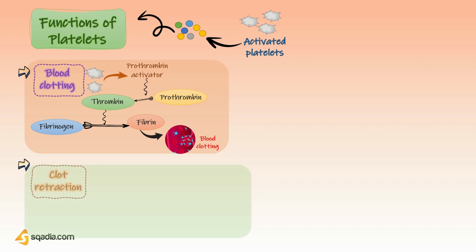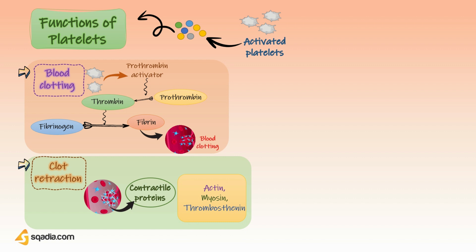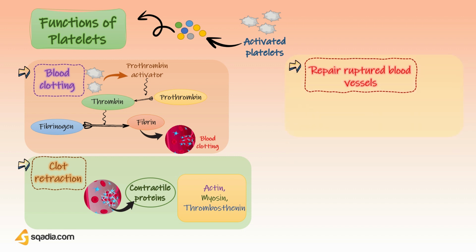In the blood clot, blood cells, including platelets, are entrapped in between the fibrin threads. Cytoplasm of platelets contains the contractile proteins, namely actin, myosin, and thrombosthenin, which are responsible for clot retraction, so that excessive clot gets removed and thus prevents disruption in blood flow. Third role is in repair of ruptured blood vessels. Platelet-derived growth factor, PDGF, formed in the cytoplasm of platelets is useful for the repair of the endothelium and other structures of the ruptured blood vessels.